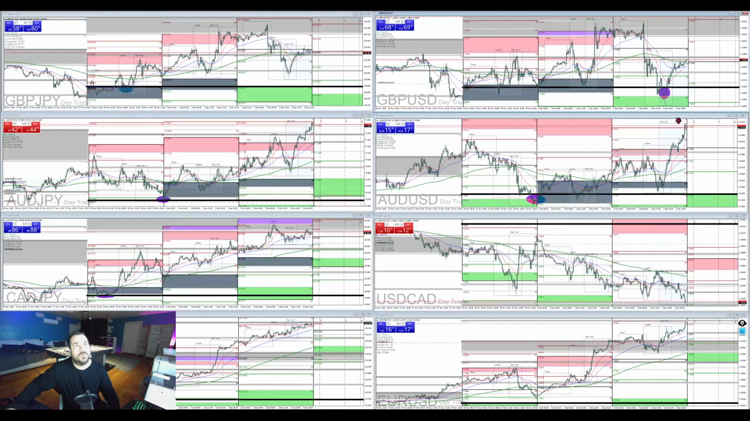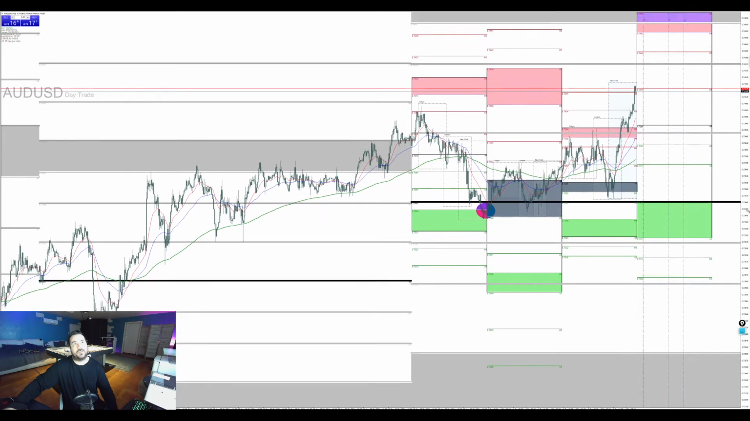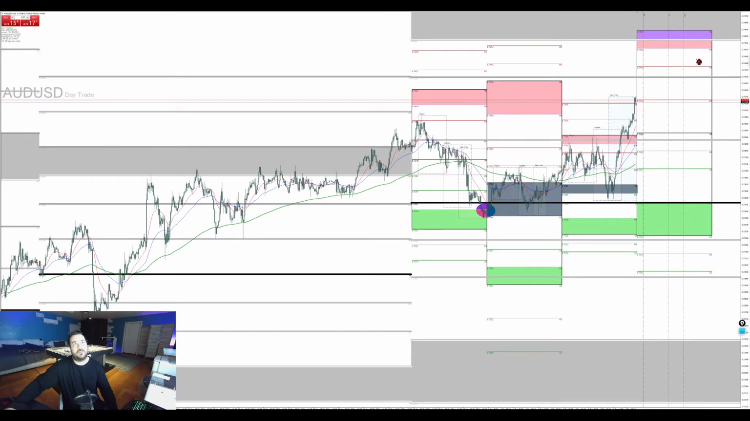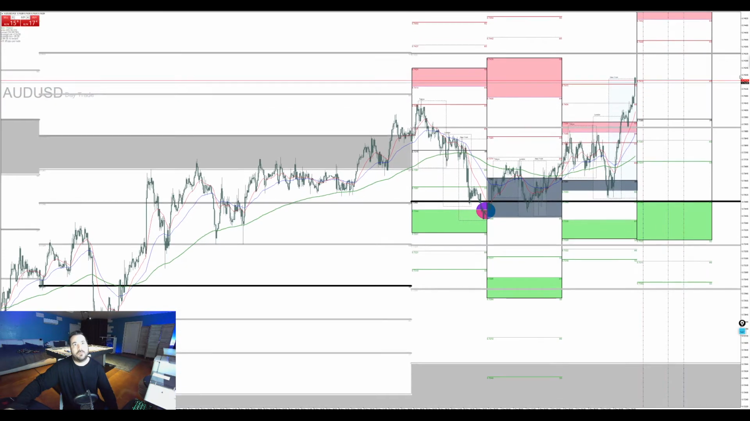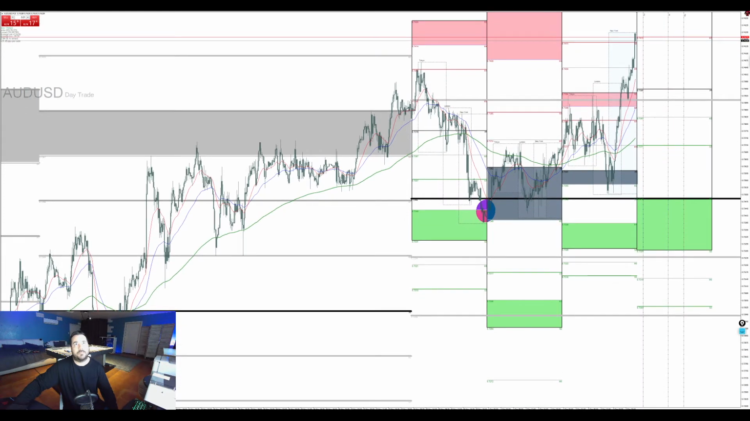Let's move into the Australian US dollar. Because we hit this zone here, this is my box right here. I'm going to be a buyer right in here, and we have some room to go. My take profit's going to be right up in here. So that's one of them that we can place right away as a pending order.